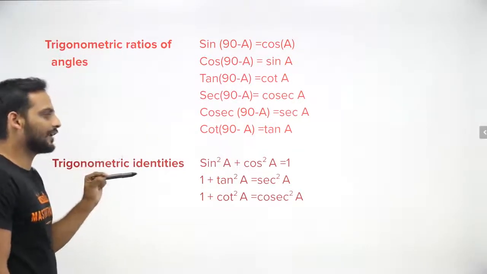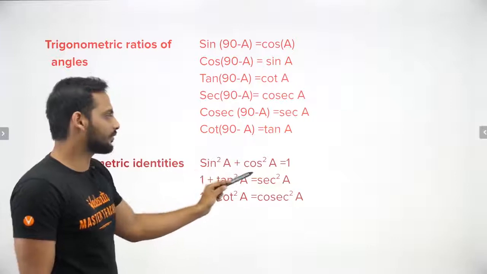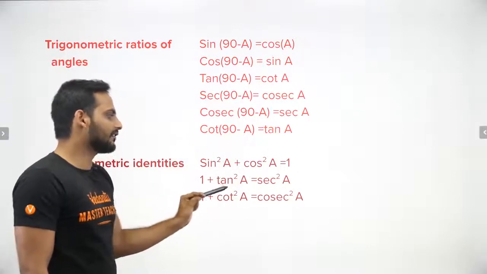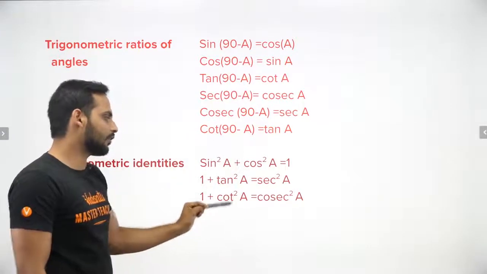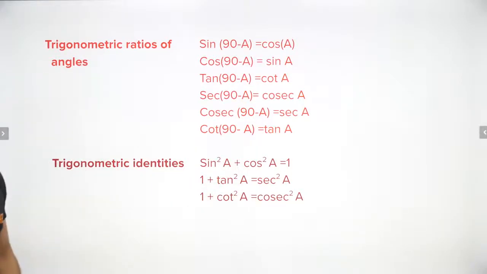After that, there are three trigonometric identities. Sine square theta plus cos square theta is equal to 1. 1 plus tan square theta is sec square theta, and 1 plus cot square theta is equal to cosec square theta. This is all the basics.